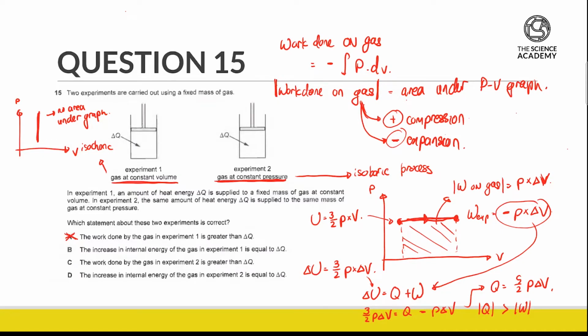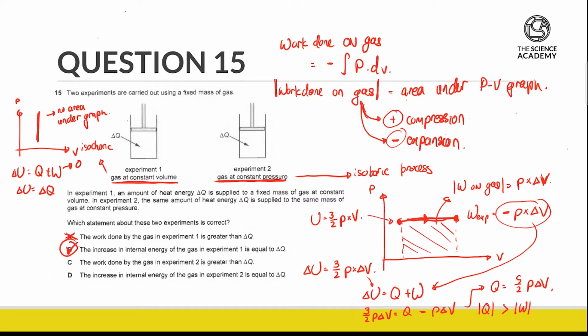Now, for B, they told us that the increase in internal energy of the gas in experiment 1 is equal to delta Q. So this is actually true, because as mentioned, we have delta U equals Q plus W, but because W is equal to 0, delta U is going to be equal to delta Q. So B is thus far the most plausible answer, but let's just check the rest to be thorough.